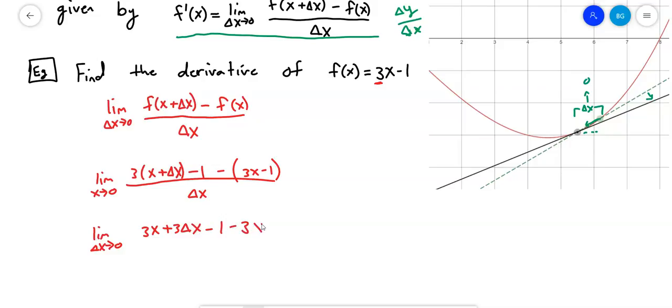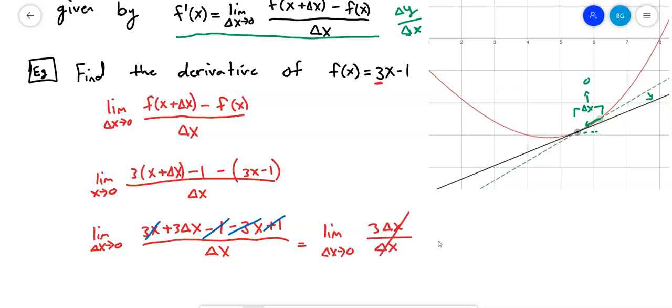Let's go ahead and distribute that negative across our parentheses there. Now notice we get some cancellations. For example, 3x cancels negative 3x, negative 1 cancels positive 1. And now I'm just going to work laterally here. So that's going to equal the limit as delta x goes to 0. What's left over? 3 delta x over delta x.